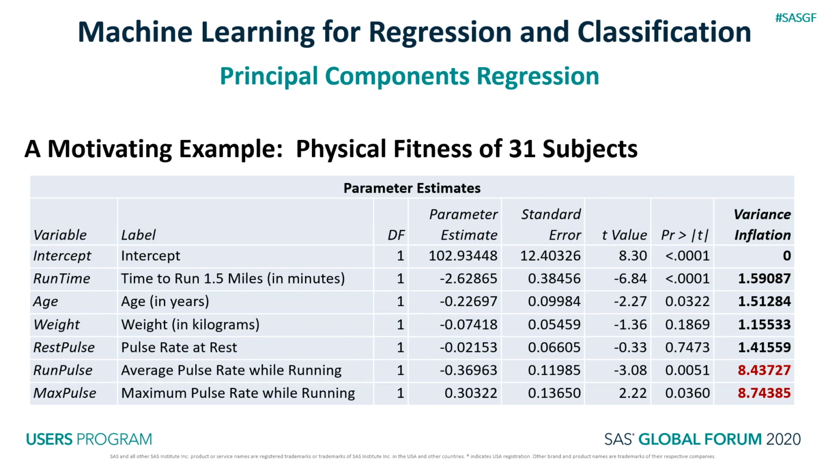And here is my initial output. You see down in the far right-hand column for the variance inflation factors that the 2 largest, corresponding to run pulse and max pulse, are 8.4 and 8.7. Usually we use a cutoff of 10 for identifying variables which are collinear, but I would argue that that's getting close enough to 10.